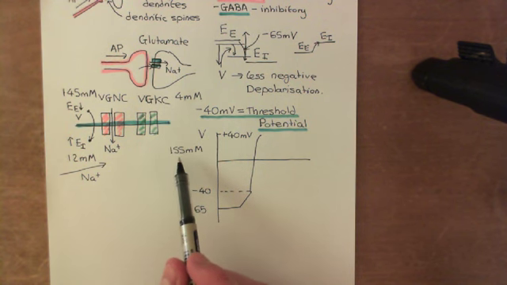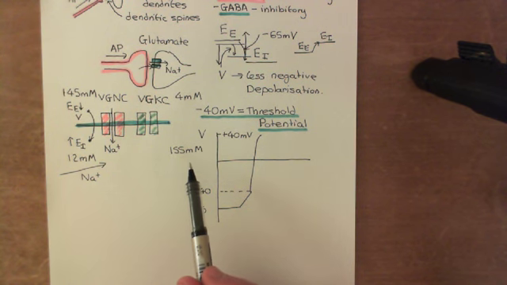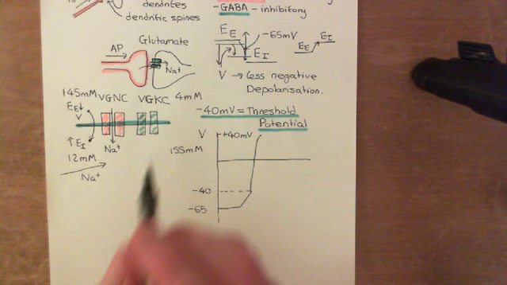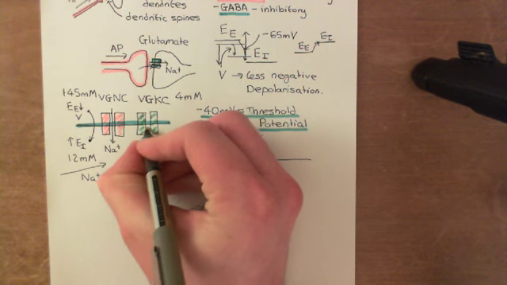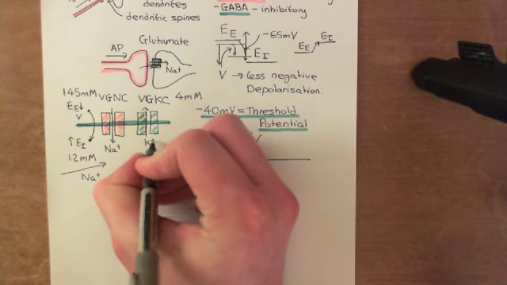Potassium, because it's a positive ion, wants to be where the electrical potential is lower, which is currently the extracellular compartment. So initially, both the electrical gradient and the concentration gradient say move out for potassium. So potassium is going to move out.